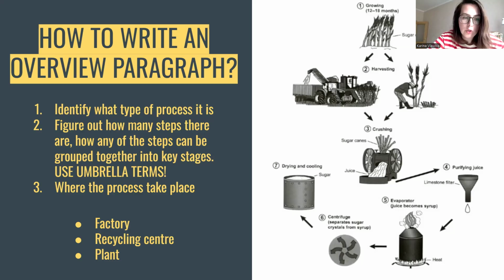And you can use this information in your overview paragraph, separating the part of the process that happens on the farm from the part that happens in the factory, for example. That's again your ability to analyze information. So by showing this simple thing, you show an examiner that you are able to analyze what you see.